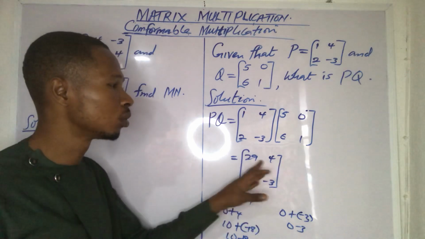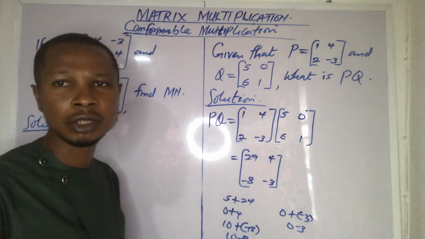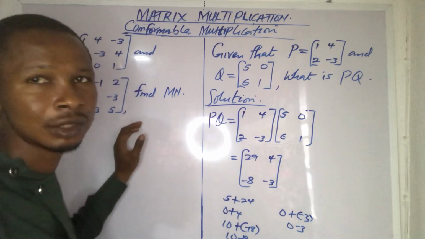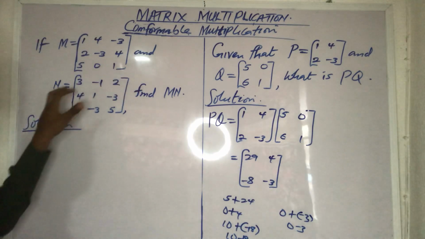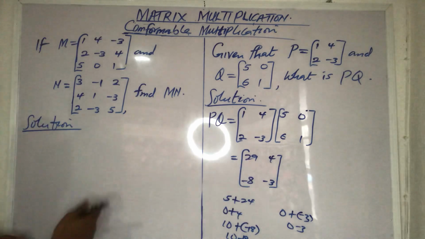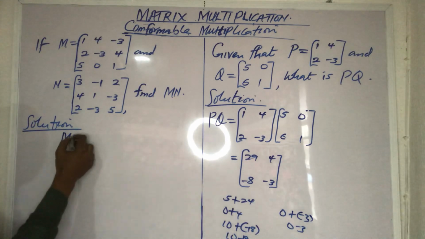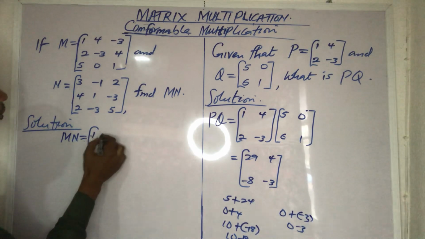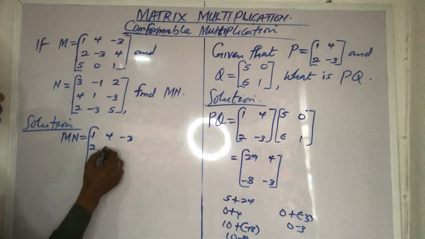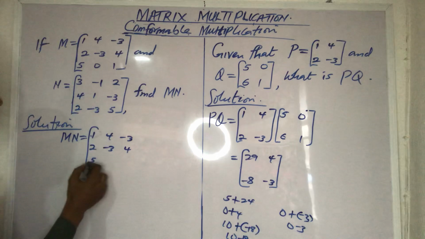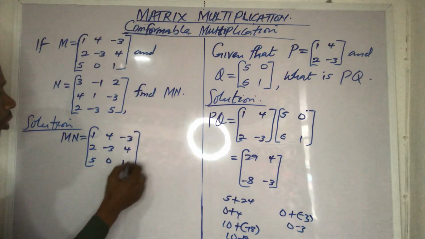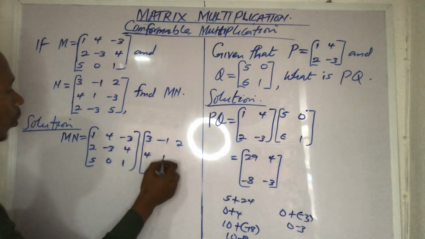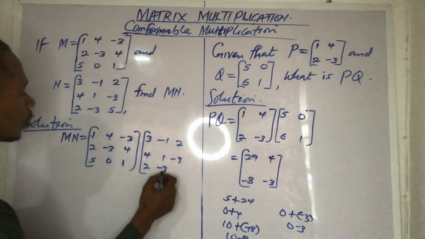So this is 2 by 2 multiplication, and it's an example of conformable multiplication. The same thing applies to 3 by 3 matrix. So let's look at this 3 by 3 matrix. Given that M is this and N is this, find MN. So my MN should now be equal to 5, 1, 1, 4, minus 3, 2, minus 3, 4, 5, 0, 1, multiplied by 3, minus 1, 2, 4, 1, minus 3, 2, minus 3, 5.